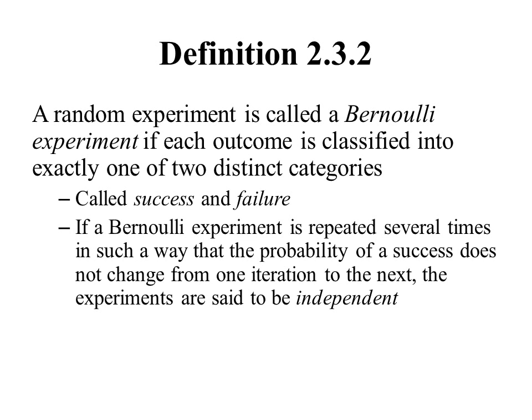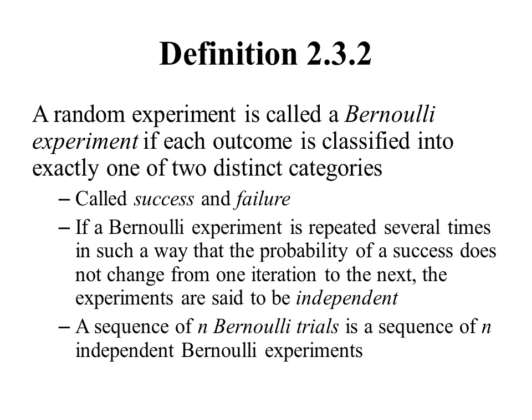Now, continuing on with this definition, if a Bernoulli experiment is repeated several times, so we do it over and over again, in such a way that the probability of a success does not change from one iteration to the next, the experiments are said to be independent. Now, a sequence of n Bernoulli trials is by definition a sequence of n independent Bernoulli experiments.